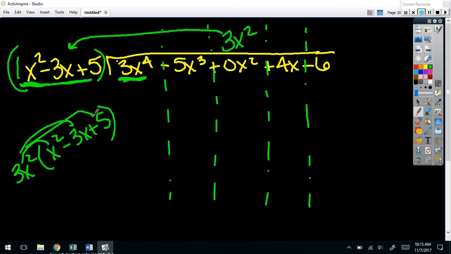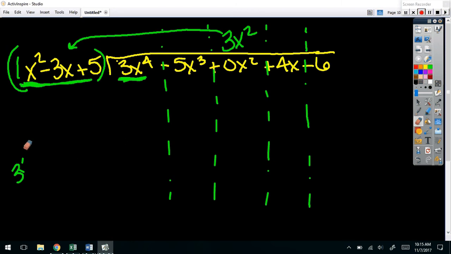Rewrite the problem over again? No, we're going to do it the way it sits so we don't have to use so much room. What is 3x squared times x squared? 3x to the 4th. Remember, I'm going to write them in the corresponding columns. What is 3x squared times negative 3x? Negative 9x cubed. Remember, we add exponents when we multiply. And what is 3x squared times 5? 15.